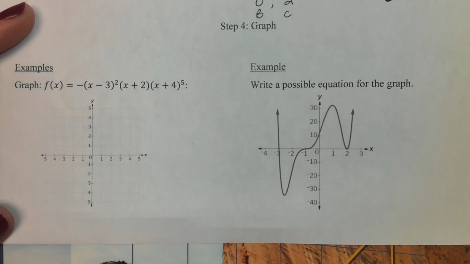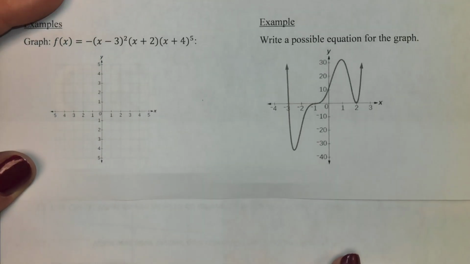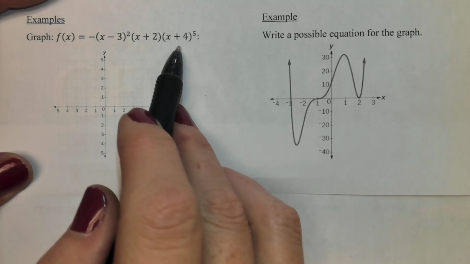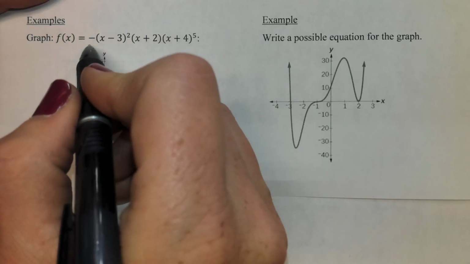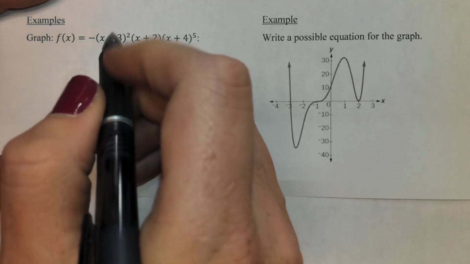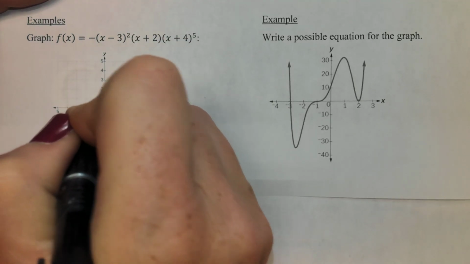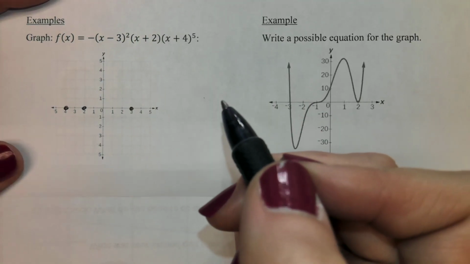So here's the next two. We're going to do one where we're going to graph it, and then we'll do one where we write an equation for it. So this first one to graph, they've got it all factored out for us, which is really nice, so I don't have to do that part. So my zeros are easy to find. I have a 0 at 3, I have a 0 at -2, and I have a 0 at -4. Much easier to find when I don't have to do the work.